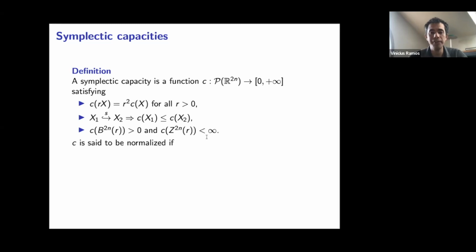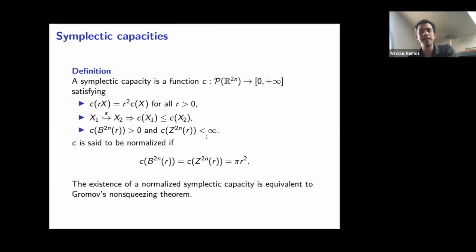Okay, and we say that a capacity is normalized if the capacity of the ball and the cylinder are the same. We usually take that to be pi r squared, just for tradition. And one interesting comment is that the existence of a normalized symplectic capacity is equivalent to Gromov's non-squeezing theorem. This is a simple exercise, but if you haven't seen it before, I think it's worth thinking about this little fact.